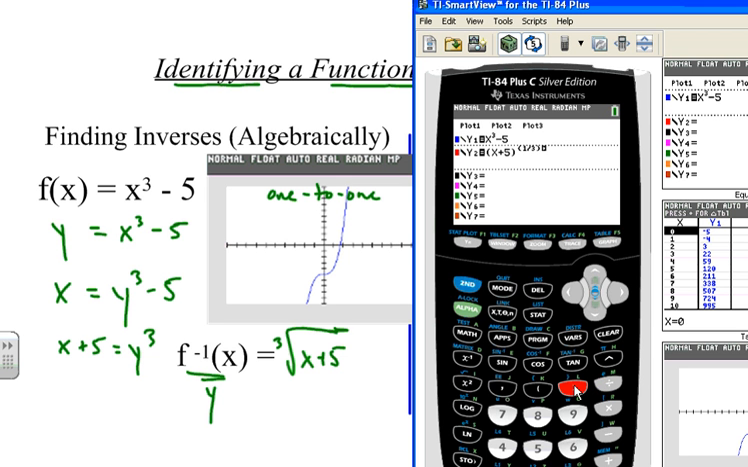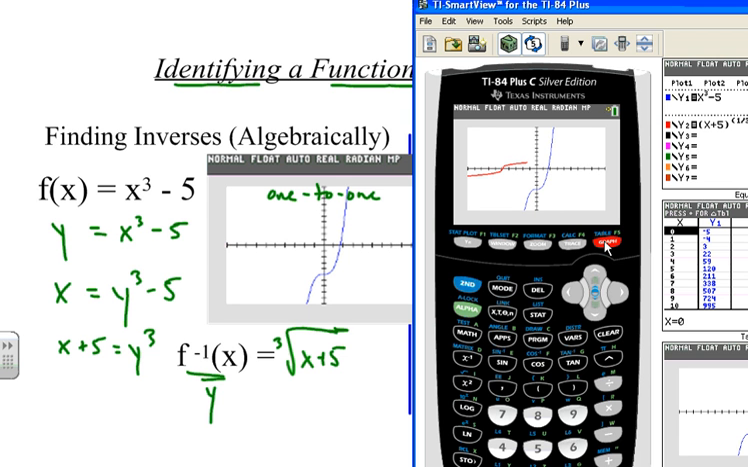I put parentheses. I don't have to if you have this kind of calculator, but if you don't, use the caret, and then put 1/3 in parentheses for the power. And I graph that. And here comes my inverse. Slowly but surely, here it comes. That's kind of a neat graph. Now, look at this graph.